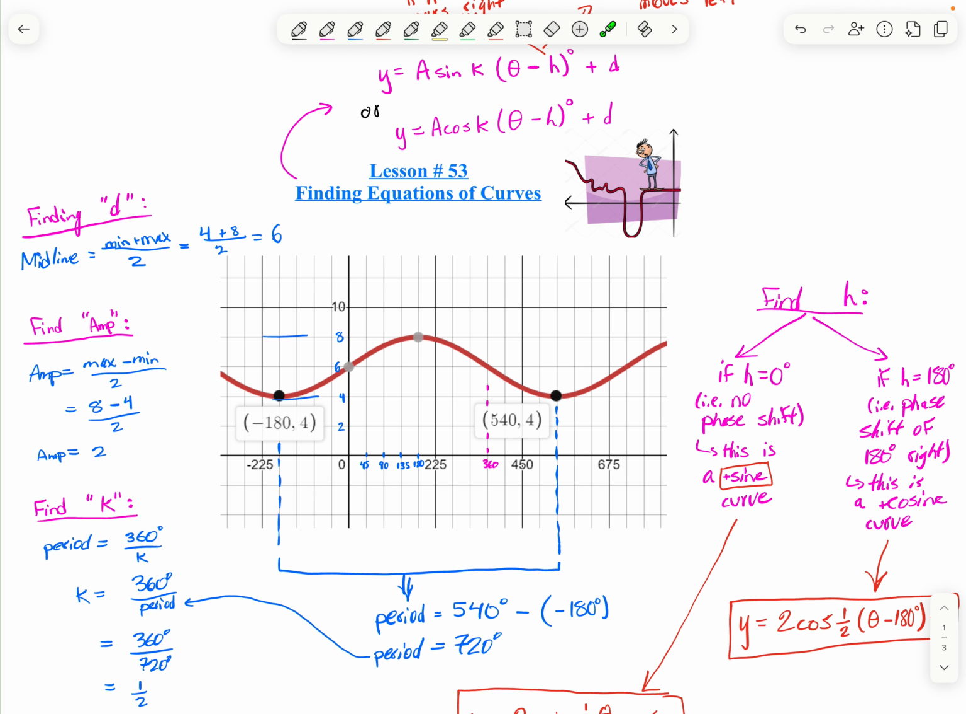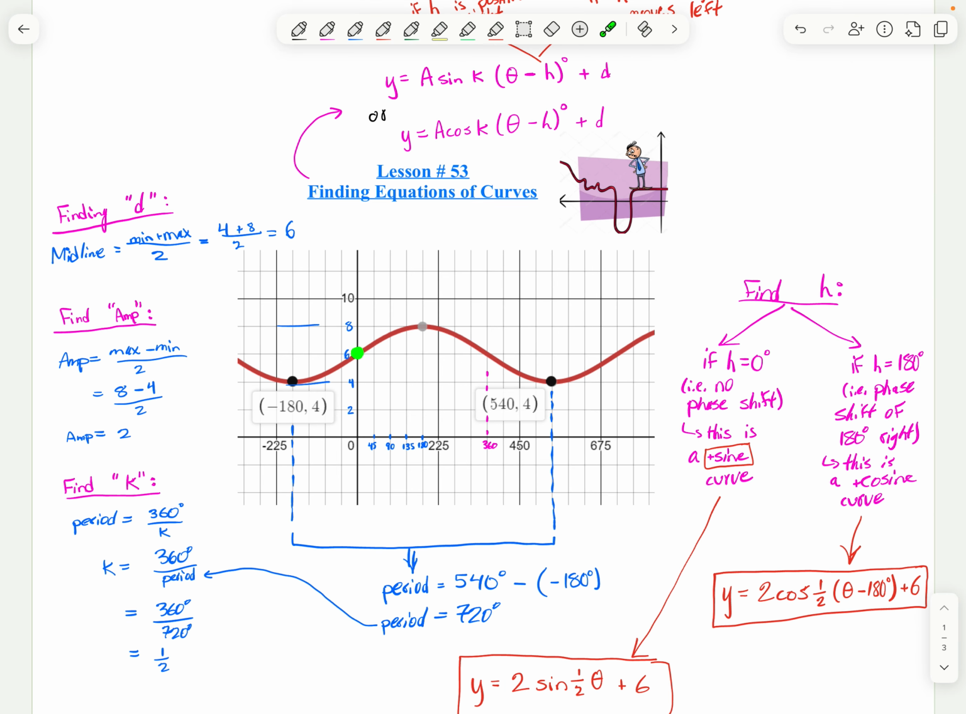Now I can go ahead and find the amplitude by taking max minus min divided by 2. So 8 minus 4 divided by 2 is 2. You can also see that from here, from 6 to 8 is 2. From 6 to 4 is also 2. And for amplitude, we take the positive value. Okay, so it's like a magnitude.